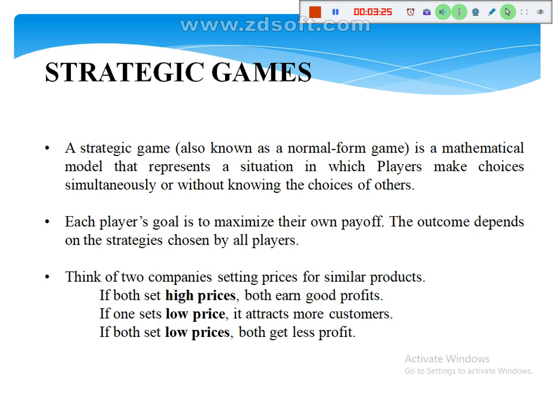In the next case, if both company A and company B set low prices, both get less profit. In another case, if one company sets a low price and the other sets a high price, the low price company will attract more customers and will get more profits. So this is an example of strategic games.